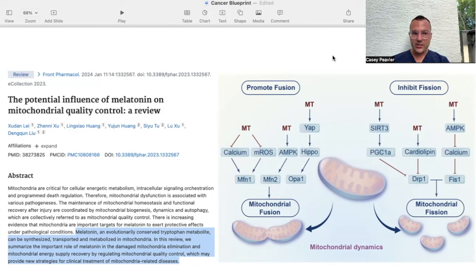There is increasing evidence that mitochondria are important targets for melatonin to exert protective effects under pathologic conditions. Melatonin, an evolutionarily conserved tryptophan metabolite, can be synthesized, transported, and metabolized in mitochondria. In this review, we summarize the important role of melatonin in damaged mitochondrial elimination and mitochondrial energy supply recovery by regulating mitochondrial quality control, which may provide new strategies for clinical treatment of mitochondria-related diseases. I like the sound of this. I like where this is going.